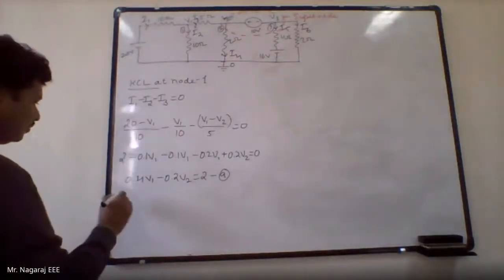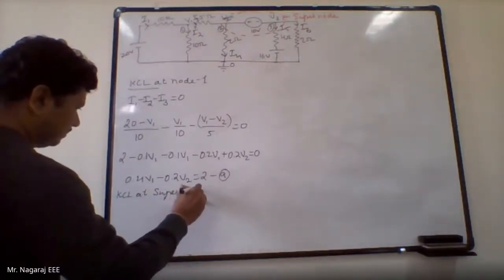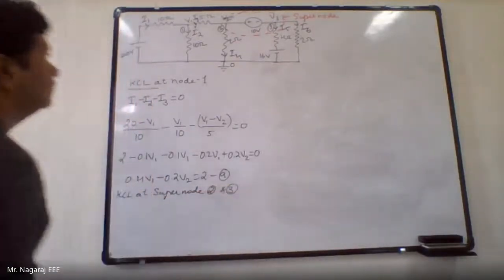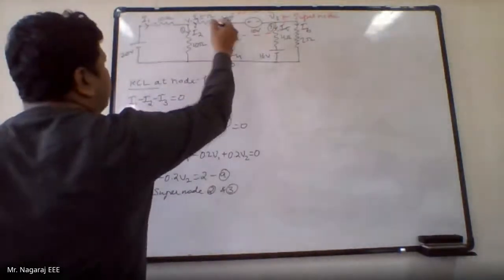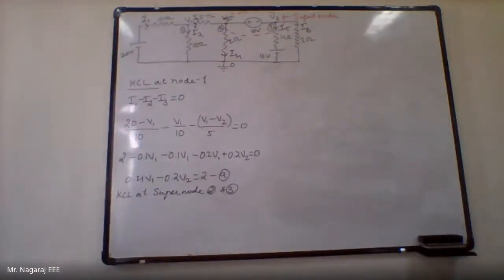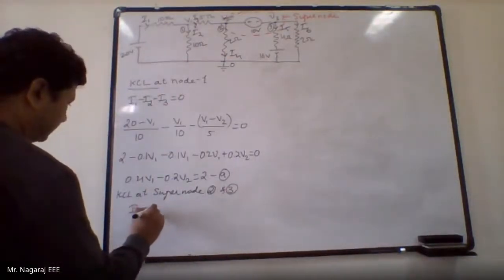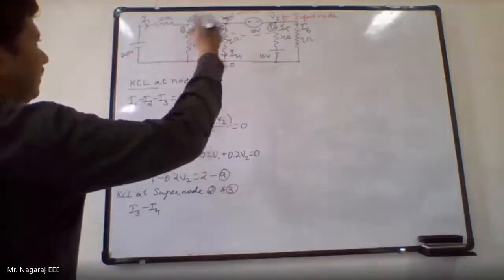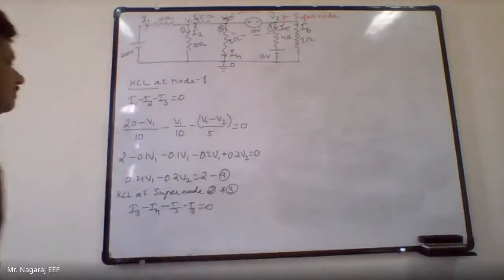Next, KCL at supernode 2 and 3. At node 2, there are 2 branches connected. At node 3, there are 2 branches connected. I3 is entering and I4 is leaving at node 2, so this will be I3 minus I4. Then at node 3, I5 is leaving and I6 is leaving, so minus I5 minus I6 equals 0.